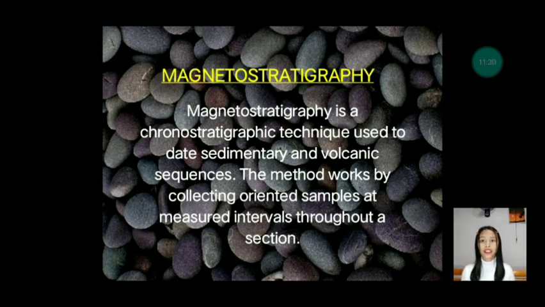Magnetostratigraphy. Magnetostratigraphy is a chronostratigraphic technique used to date sedimentary and volcanic sequences. The method works by collecting oriented samples at measured intervals throughout a section.